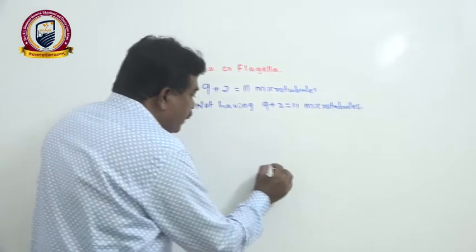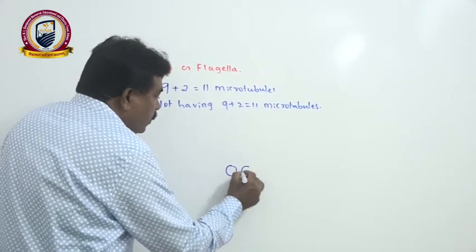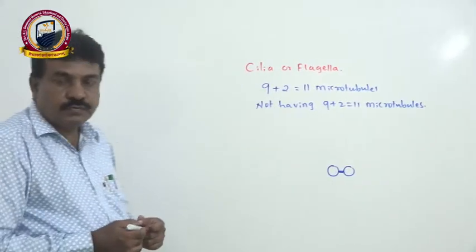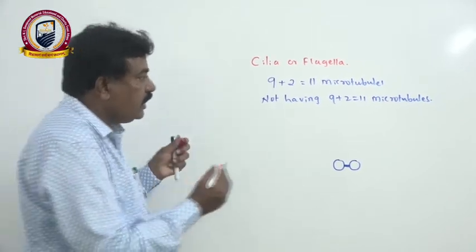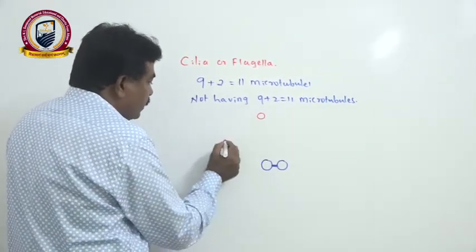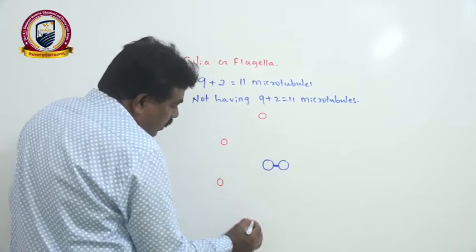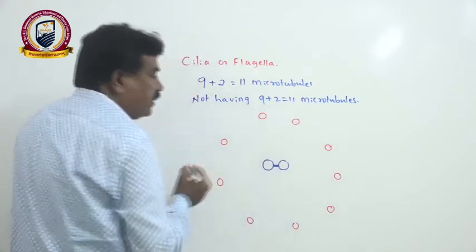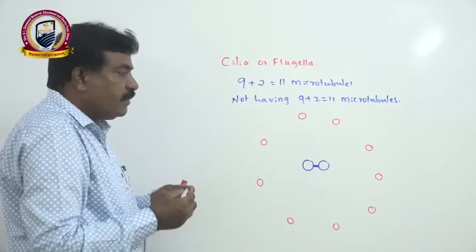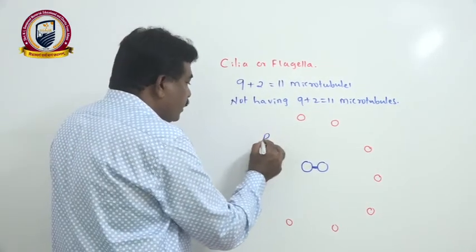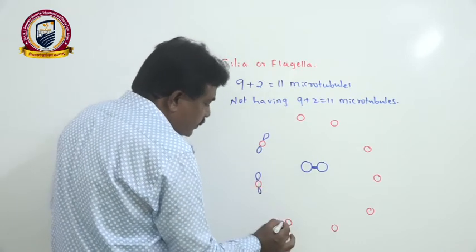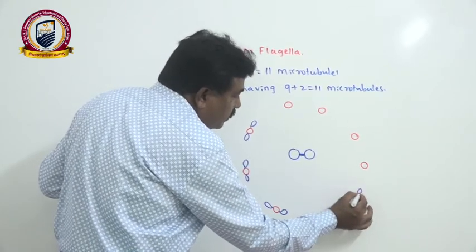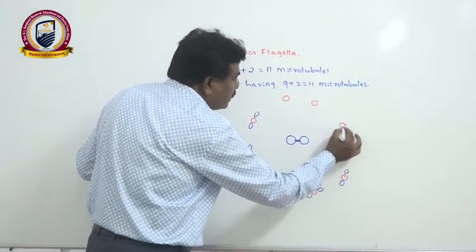If you take a typical cilium or flagellum, it has 2 central microtubules, which are interconnected with each other. In addition to that, there are a total of 9 peripheral microtubules: 1, 2, 3, 4, 5, 6, 7, 8, 9. These 9 microtubules once again have subtubules. That means a total of 27 peripheral microtubules are formed in cilia and flagella.